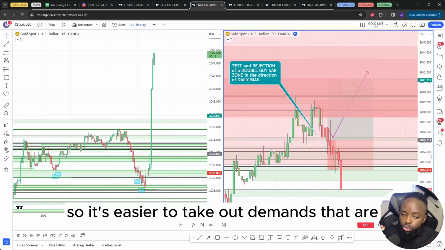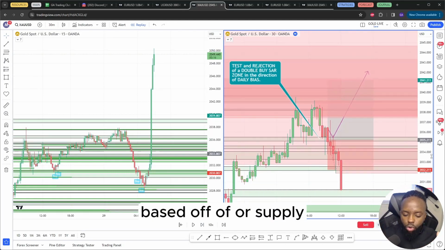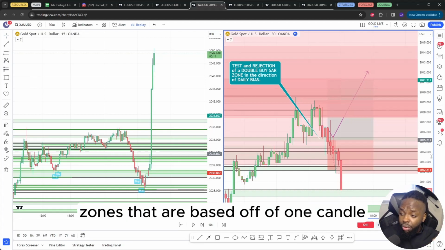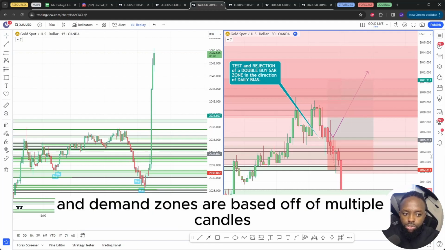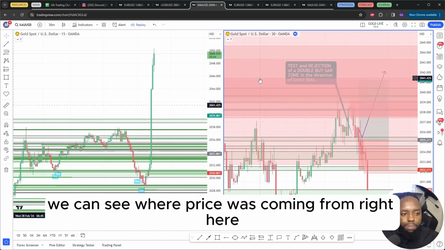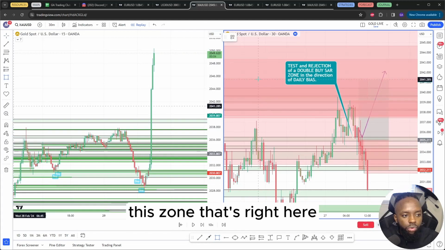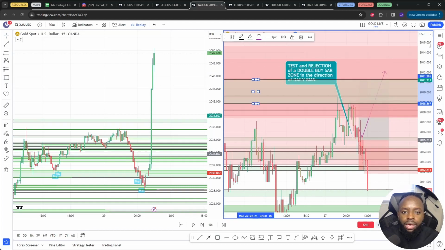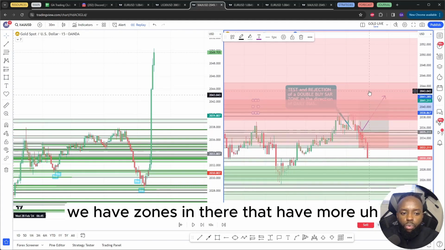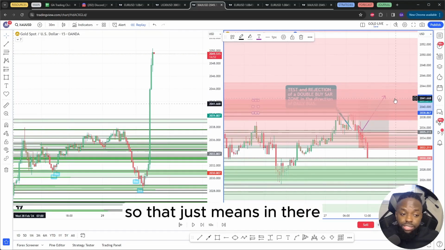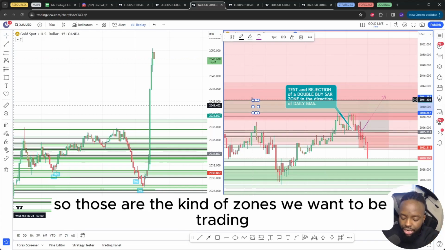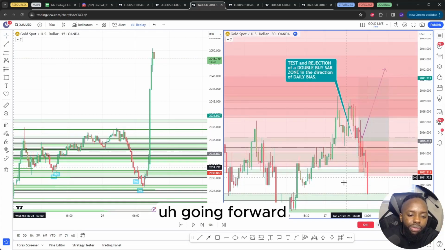So it's easier to take out supply or demand zones that are based off of one candle. But if supply and demand zones are based off of multiple candles, for example, we can see where price was coming from right here, this zone that's right here, you can see this is a strong selling zone, right? Because within all these red zones, we have zones in there that have more red in them. That just means in there, that's where the sellers are concentrated. So those are the kind of zones we want to be trading going forward.